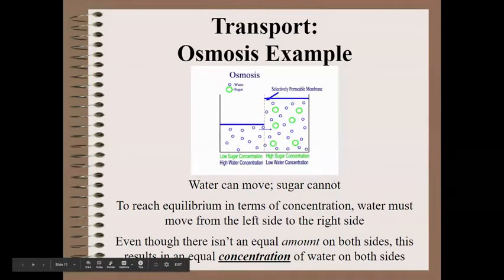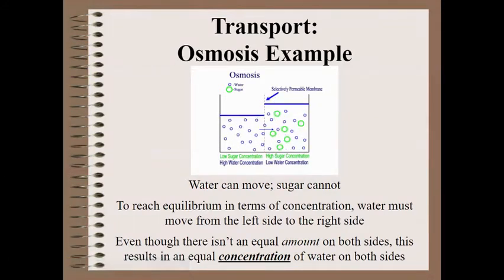Here's an example that's showing osmosis. And in this case, we've got water and then we've got the solute of sugar. Water is able to move across the membrane, but sugar cannot. So sugar's stuck where it is. To reach equilibrium in terms of concentration, water must move from the left side to the right side.